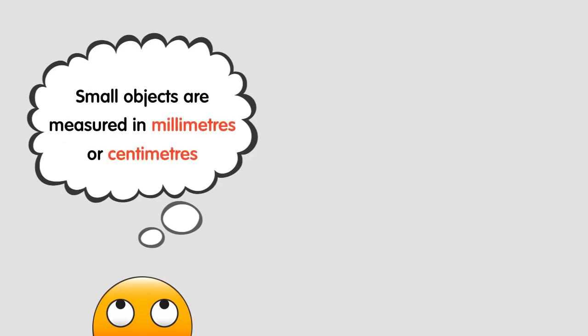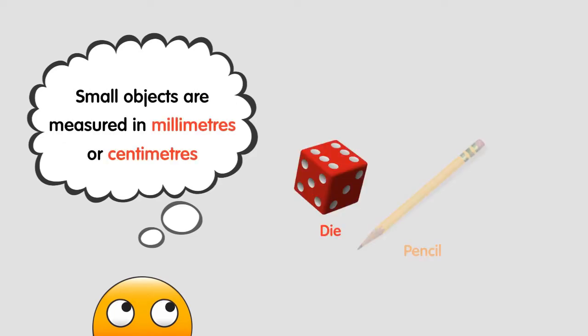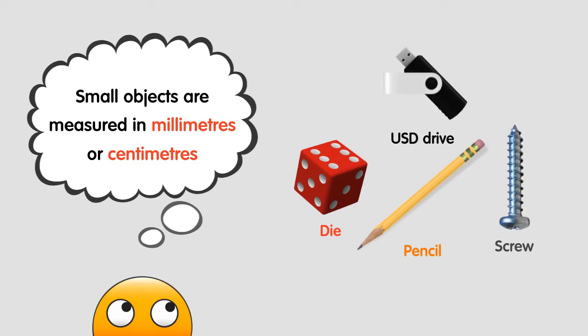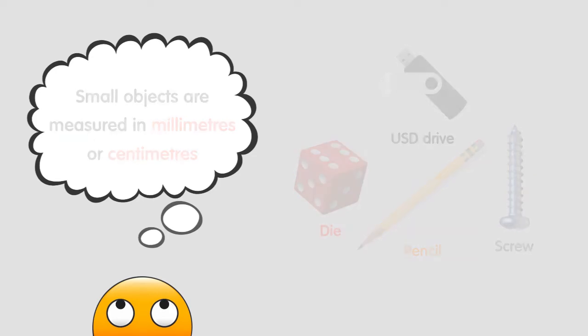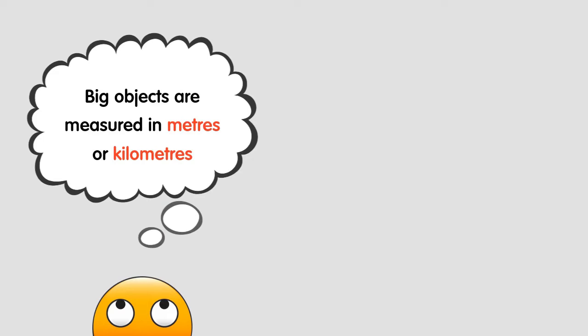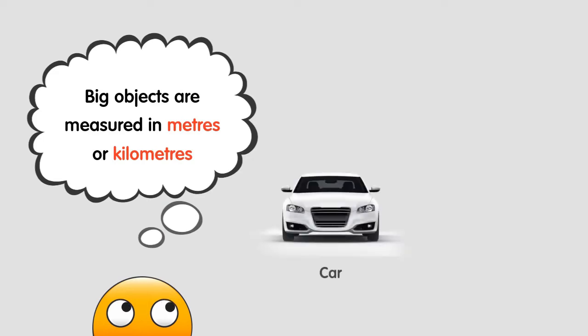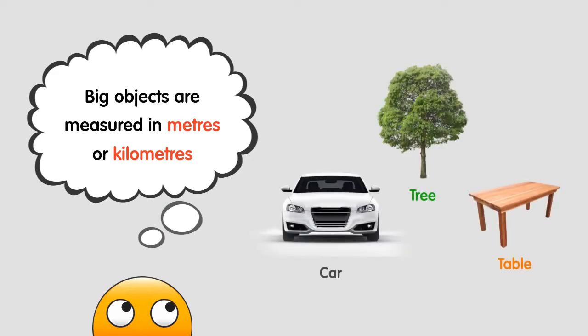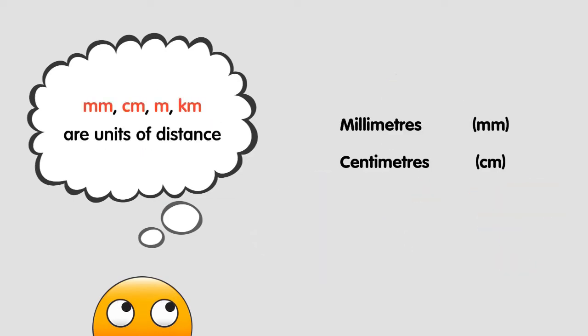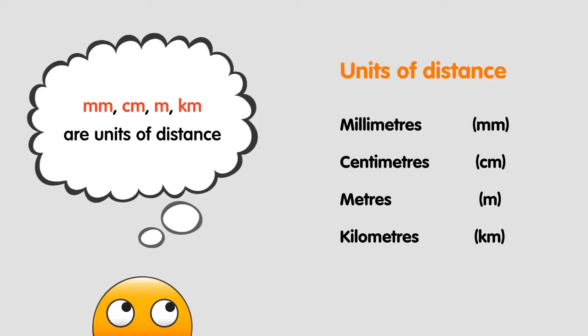Small objects are usually measured in millimeters or centimeters, while big objects are usually measured in meters or kilometers. Millimeters, centimeters, meters, and kilometers are called units of distance.